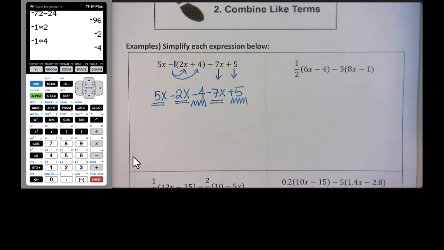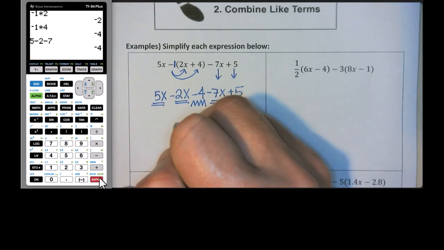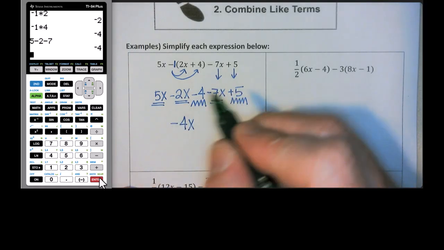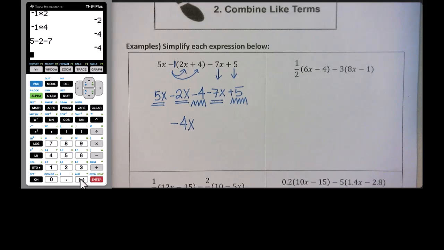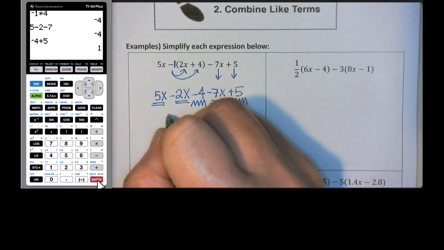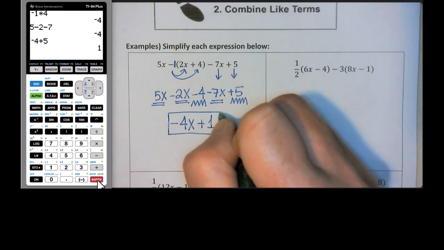So 5 minus 2 minus 7. Press enter. We get -4x. And then we have -4 plus 5. So -4 plus 5. And we get +1. So that's our answer for this problem.